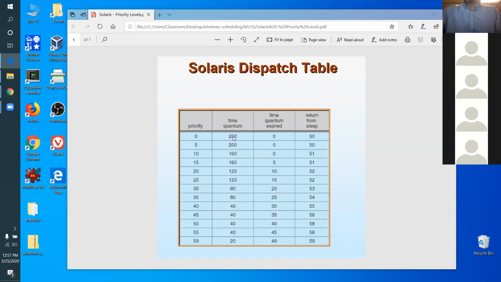Here's an interesting question. Why do they make the time quantums get longer as you go farther down? I think we mentioned it once in class. Does anybody remember? There's a good reason to make the time quantums get longer as the queues get lower priority.